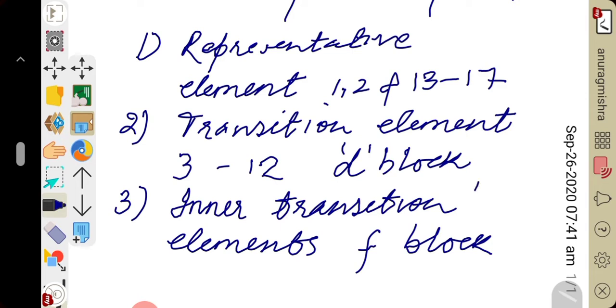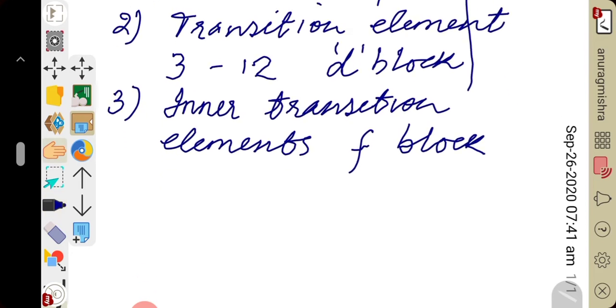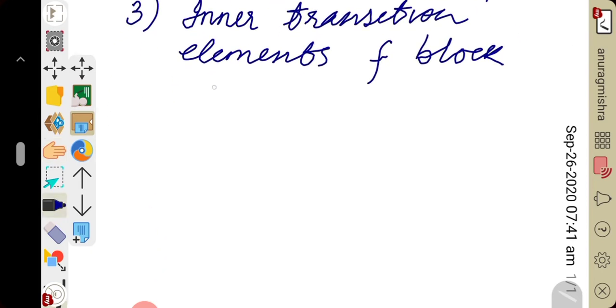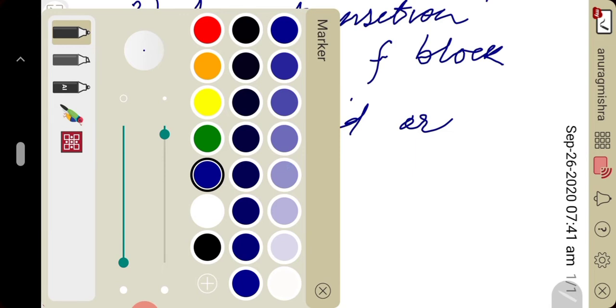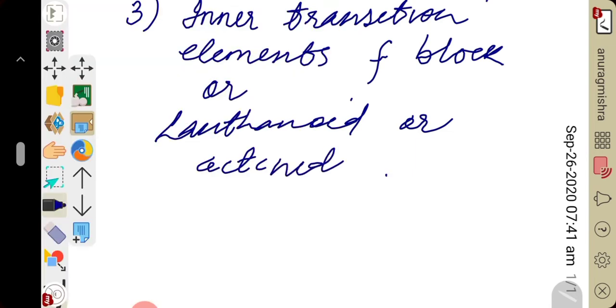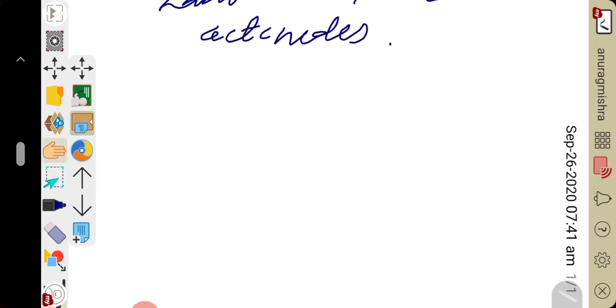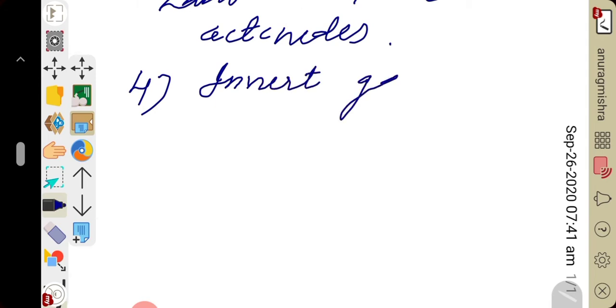They are also known as lanthanoid or actinoid. Then the fourth type of element present in the periodic table is inert gas or noble gas.